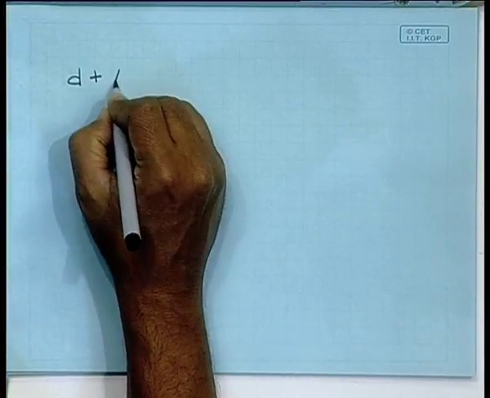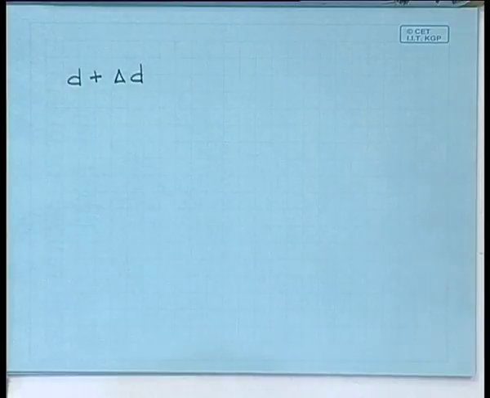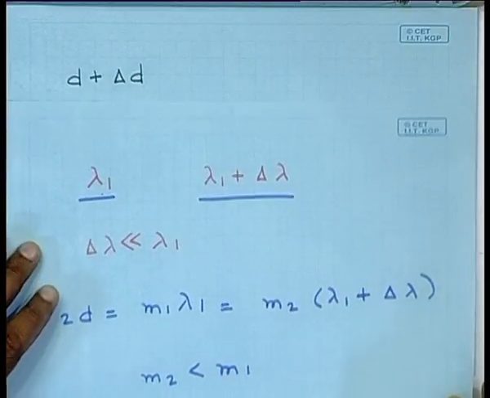Now, let us ask the question: I start from concordance and I slowly move one of the mirrors, so as to increase the separation between the two arm lengths. So, what I do is I start from concordance. I have a particular value of d and I move one of the mirrors so as to make the separation between the two arm lengths d plus delta d. And we look at the intensity at the center.